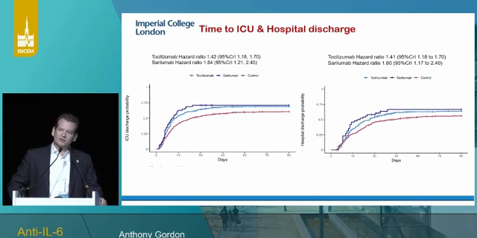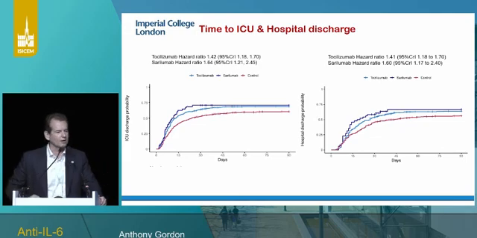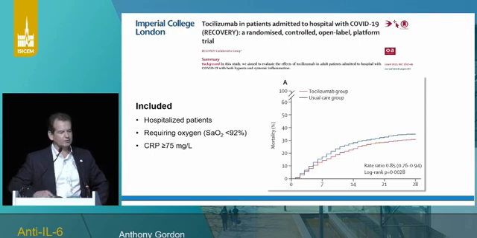And these patients recovered more quickly. Time to ICU discharge on the left, hospital discharge on the right. You can see that patients got out of the ICU more quickly and went home more quickly. So clear evidence that these drugs were beneficial.